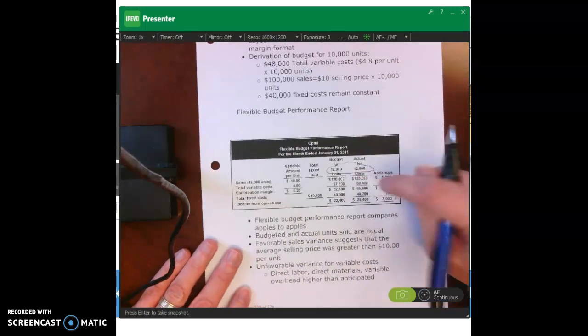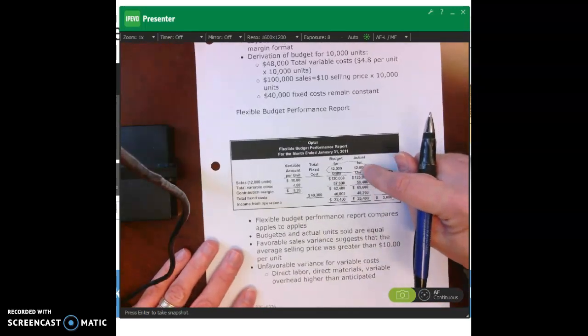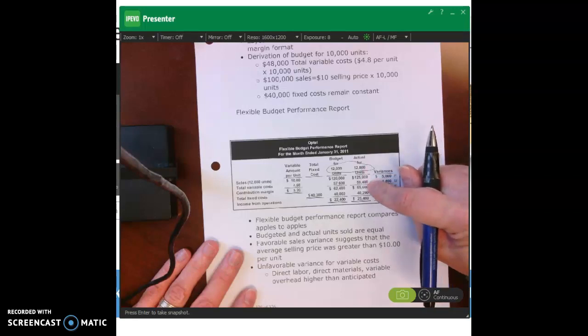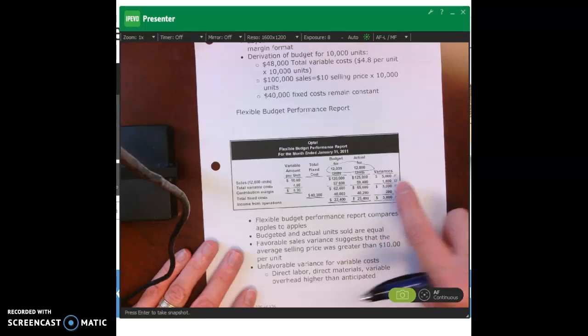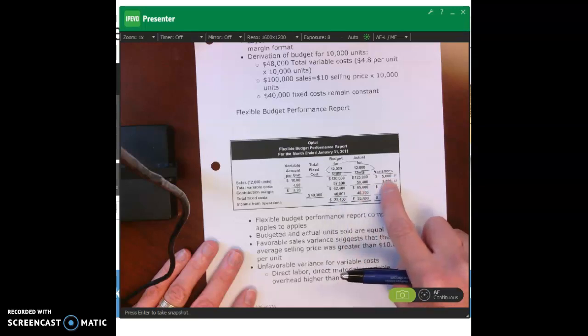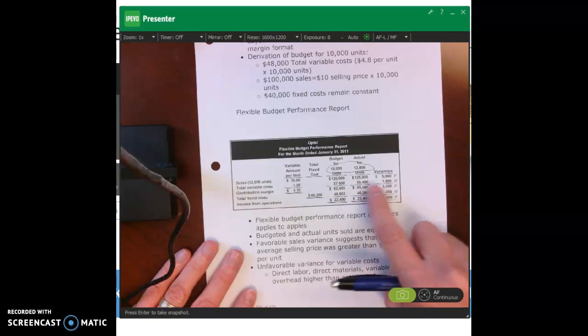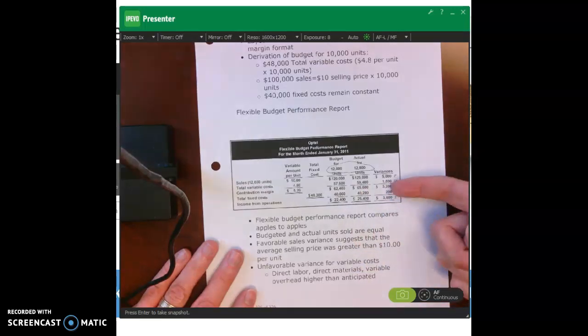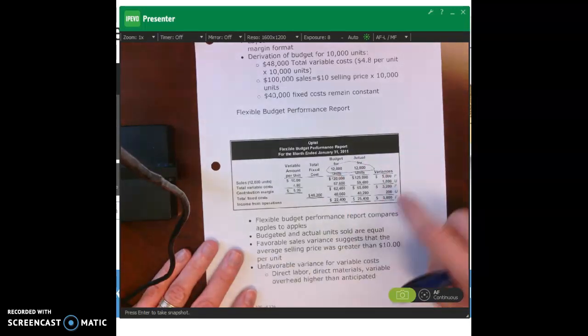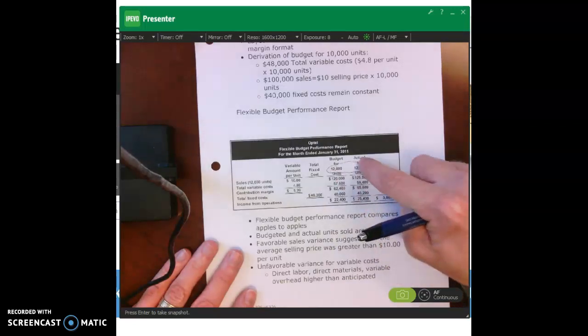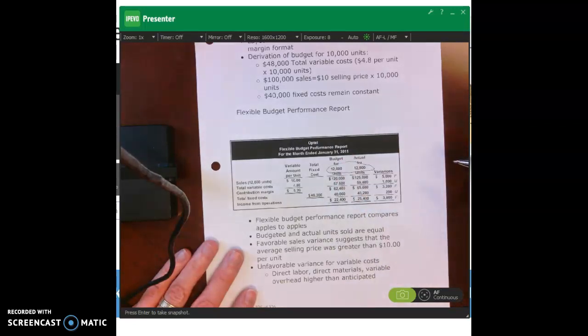That's important because if this were 14,000, we would expect that variable costs would be higher, because they increase or decrease with the level of activity. Now that these are the same, we can look at our variances and look for the reason why we have them. We know one reason we don't have these variances is volume, because the volume is the same. So these variances are not due to volume. They could be due to something else.